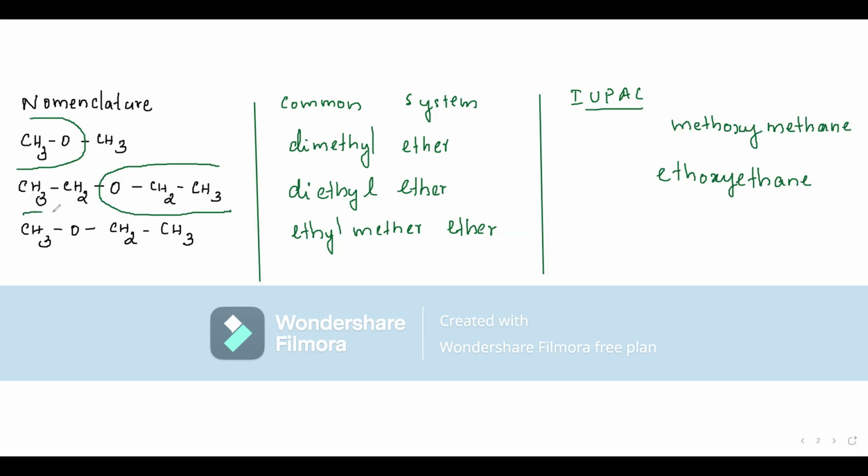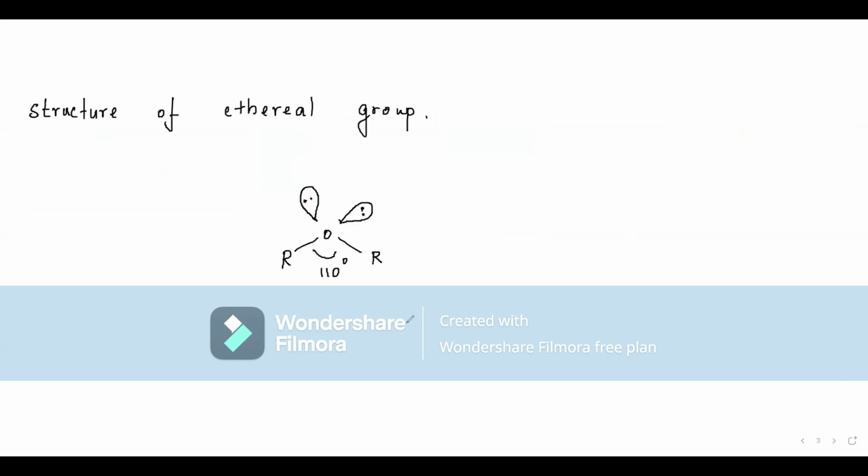And the last one, this is the only option that we have because this is a mixed ether and oxygen should go with the smaller alkyl group. The bigger one is the parent. So the parent here is ethane and the substituent is methoxy. So this is methoxyethane. This is about the nomenclature of important aliphatic ethers.